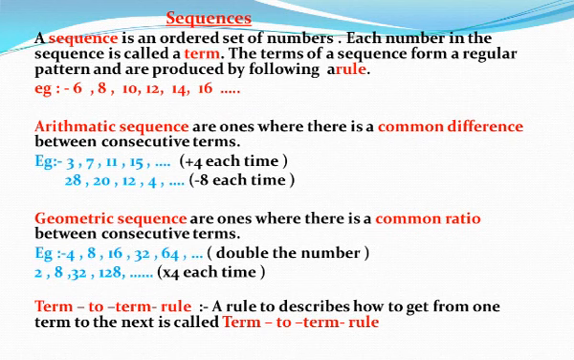The next one, term-to-term rule. A rule which describes how to get from one term to the next is called a term-to-term rule. In the above examples, the rule is multiply by 4 each time, or double the number, or plus 4 each time, or minus 8 each time.